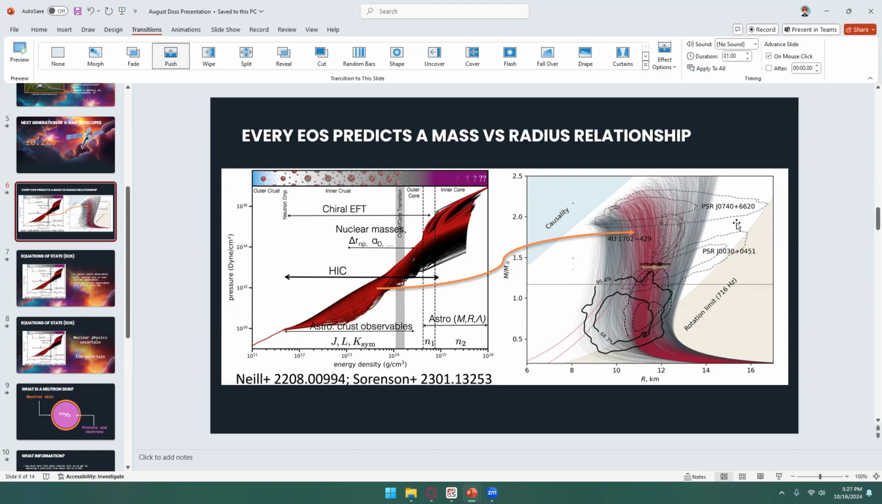But because this neutron star mass radius curve comes from the equation of state, which comes from a model of how neutrons and protons interact, the neutron skin of lead, which is a property of a nucleus on Earth, obviously has to come from the same place, right? It has to come from our models of how neutrons and protons interact.